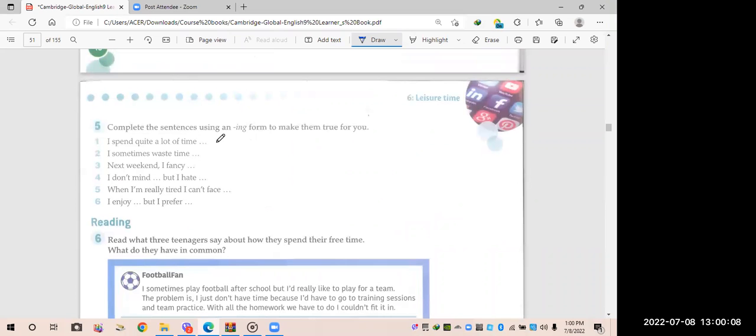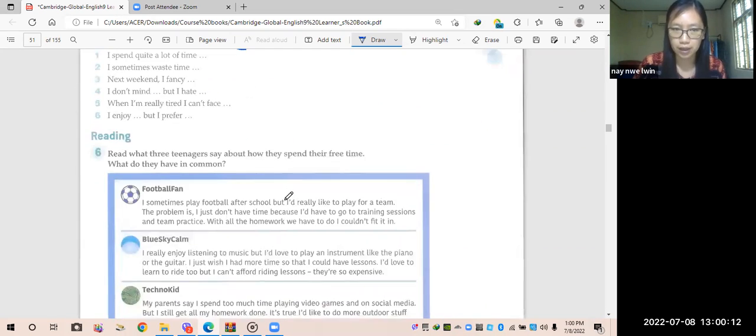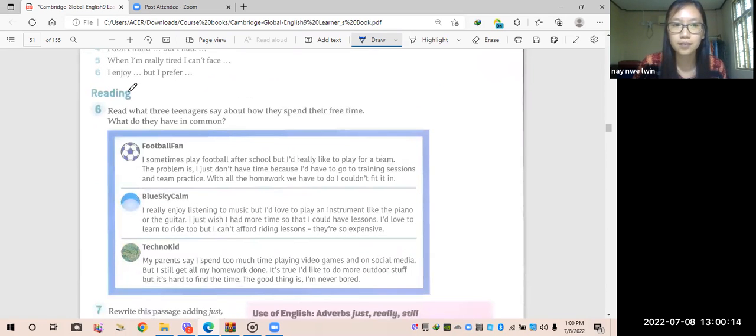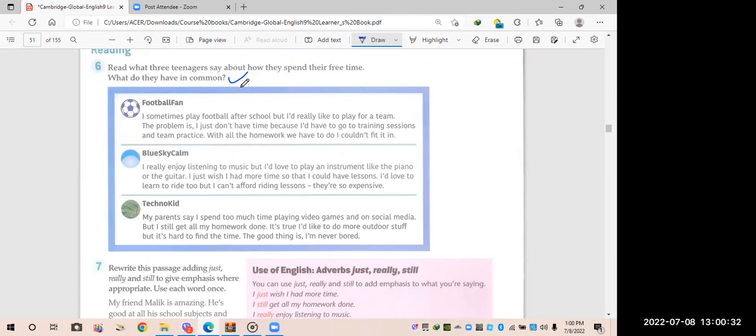Since a verb with -ing can follow, let's go through number 5 again one by one. Number 6: read about what the 3 teenagers say about how they spend their free time, and what do they have in common? Read the 3 passages and answer this question for me. What do they have in common? Okay, teacher. Okay, thank you.